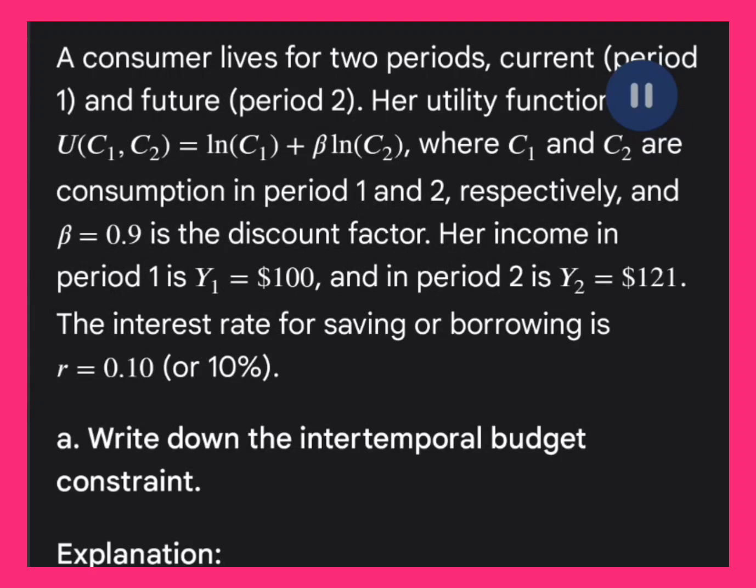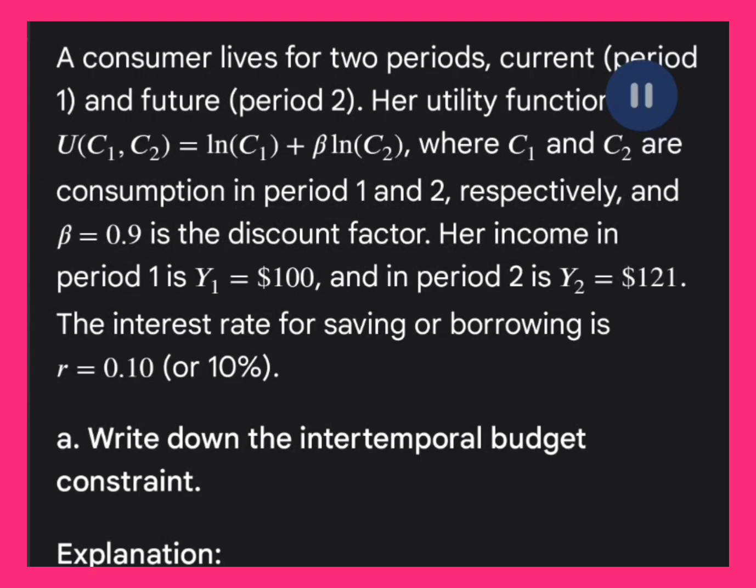Her income in period 1 is Y_1 equals $100, and in period 2 is Y_2 equals $121. The interest rate for saving or borrowing is r equals 0.10 or 10%. A. Write down the intertemporal budget constraint.